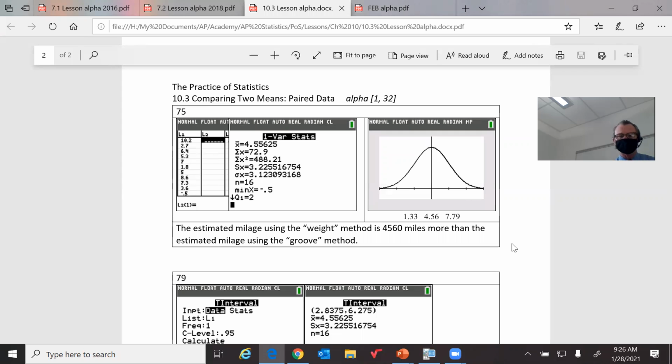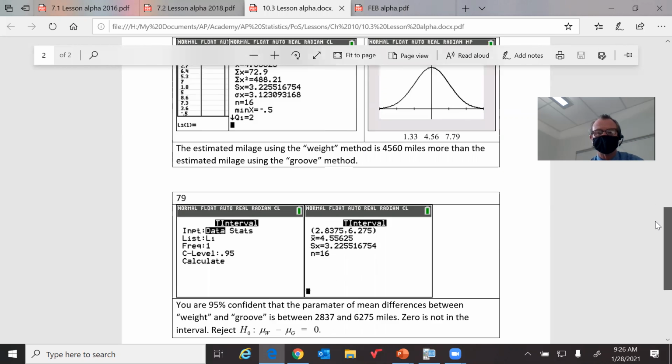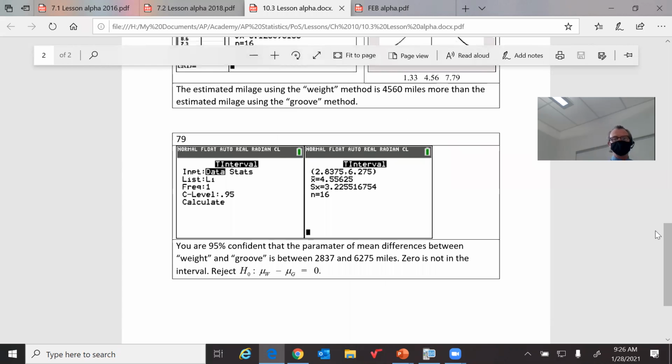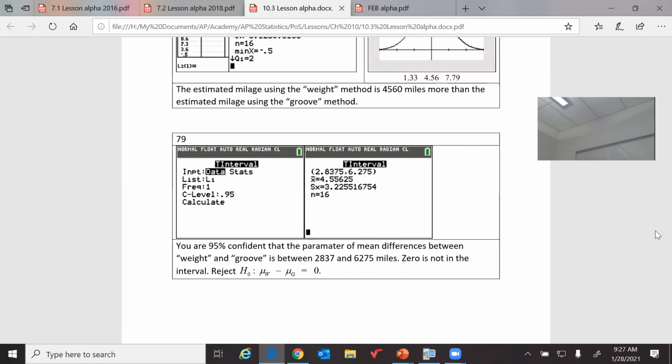But in order to calculate whether that's significant or not, we do a t interval of the list of differences, 95% interval, and we get positive to positive, so we would reject the null. The null being that the difference is 0. So tell me what's going to happen about the p-value. It has to be smaller than 0.05 because you rejected the null.